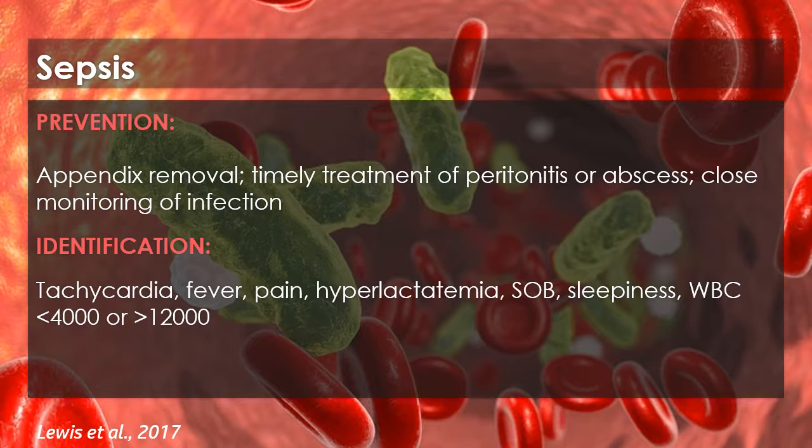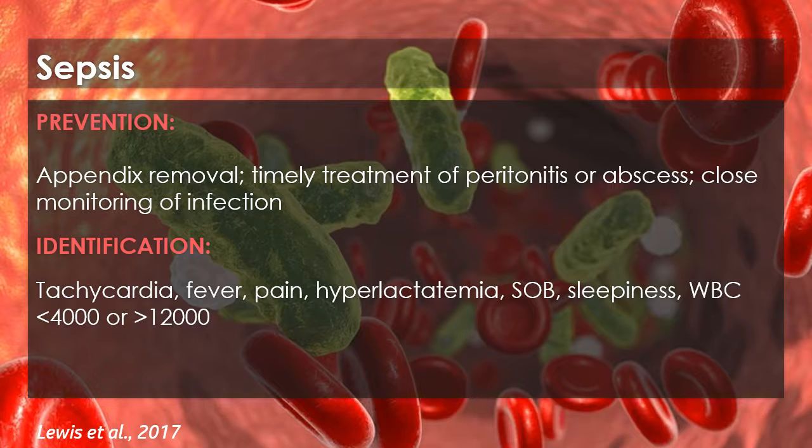To prevent sepsis, surgical removal of the appendix should be done before it bursts. If it bursts, the resulting localized infection should be quickly treated with antibiotics and fluids to prevent it from spreading throughout the body. Sepsis can also be prevented by closely monitoring the patient for signs of worsening infection and evaluating current treatments for their effectiveness. Sepsis can be identified through specific diagnostic criteria.